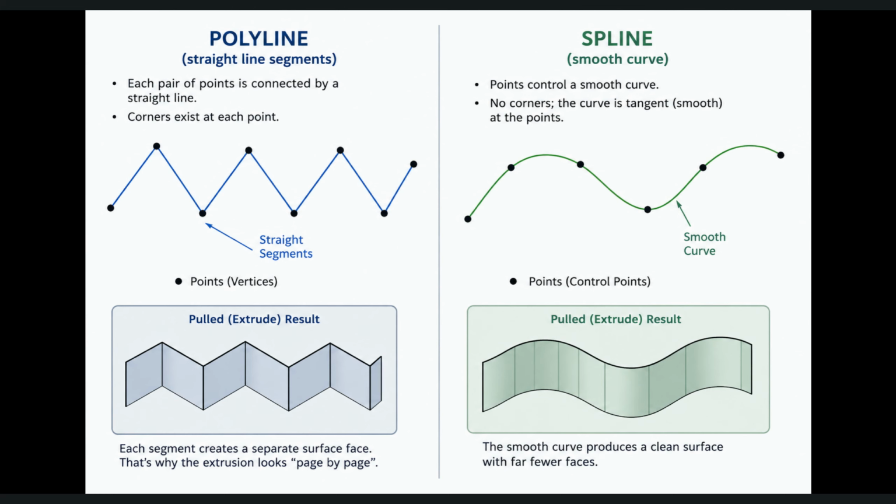When you extrude a polyline, each segment creates its own flat face, so the final geometry has visible edges and a faceted appearance. A spline, on the other hand, creates a smooth, continuous curve. Instead of forcing straight connections, the points act as control points that guide the shape of the curve. The result is a natural flow with no sharp corners. When you extrude a spline, you get a much smoother surface with fewer faces and a cleaner, more organic look. So if you need precise angular shapes, use a polyline. But if you're modeling organic forms, flowing surfaces, or aerodynamic designs, a spline is usually the better choice.